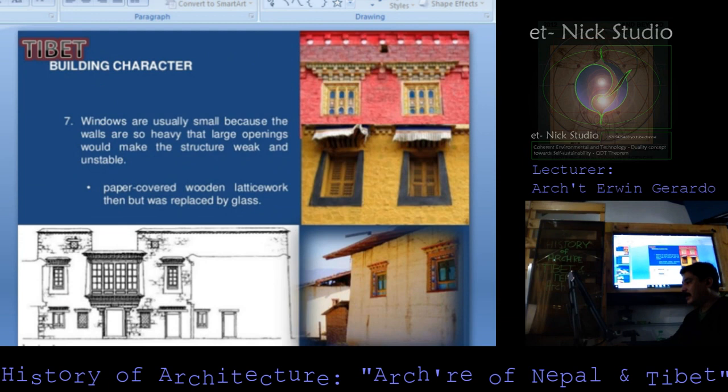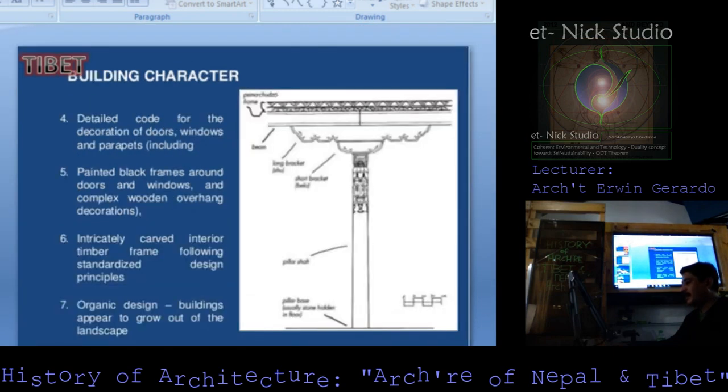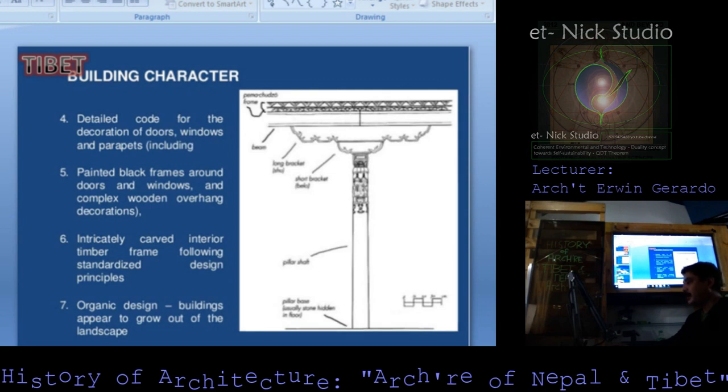Its windows are usually small because the walls are so heavy that large openings would make the structure weak and unstable. Windows were paper-covered wooden latticework, later replaced by glass. There is a detailed code for the decoration of doors, windows, and parapets, with painted black frames around the doors and windows and complex wooden overhang decorations.